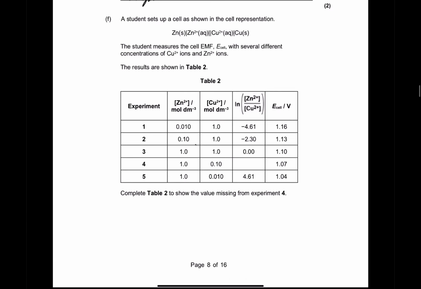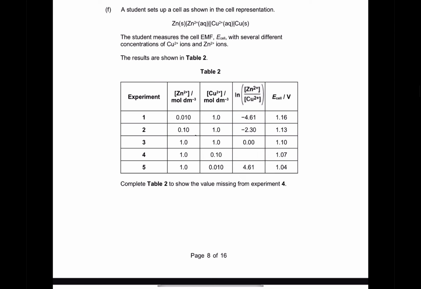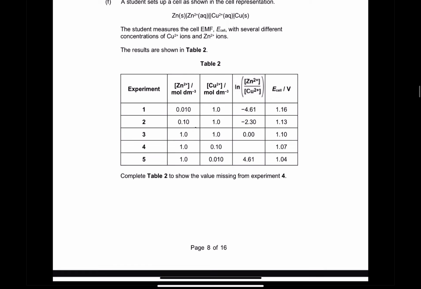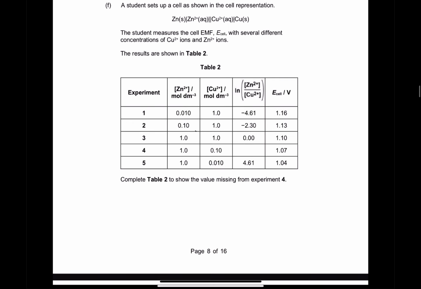Anyway, a student sets up a cell shown in the cell representation here. By the way, I'm assuming you've looked at these questions and tried to answer them, that's why I'm just going through them. The student measures the EMF at 7 different concentrations of Zn2+. Complete table 2 to show the value missing from experiment 4.